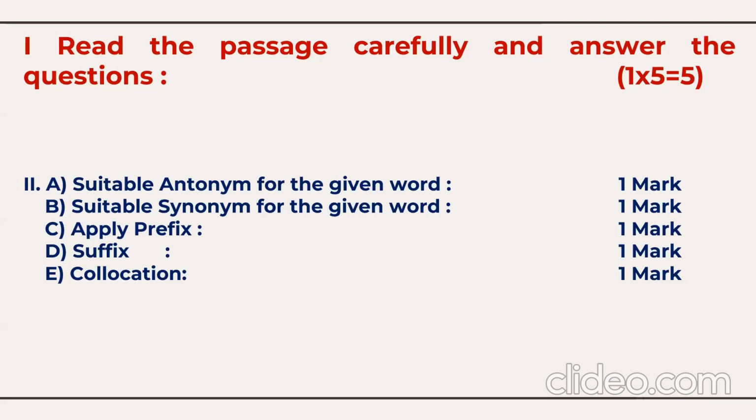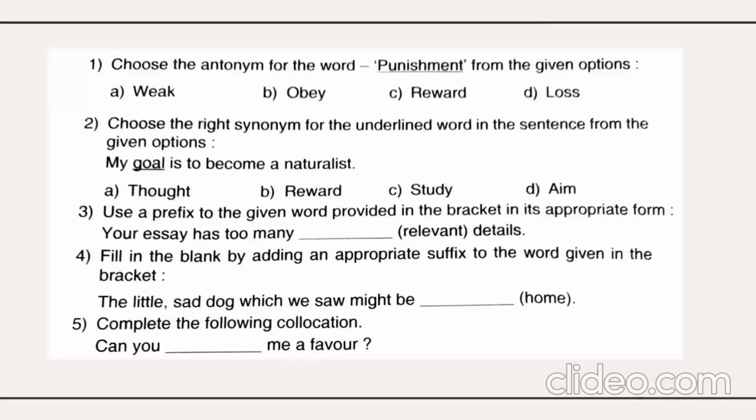Afterwards, you will have the question called Do as Directed, and under this question, 1 mark for the antonym, 1 mark for the synonym, 1 mark for applying a prefix, 1 mark for applying a suffix, and 1 mark for applying a collocation. So 5 marks for questions under the caption Do as Directed: antonym, synonym, prefix, suffix, and collocation. Let's see a sample question, how the question will appear. It will appear something like this. This is a screenshot from the 2023 question paper. This is how the question will appear.